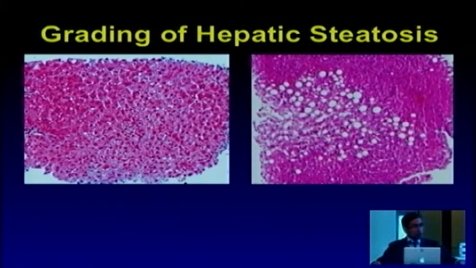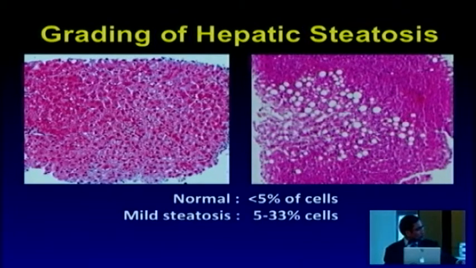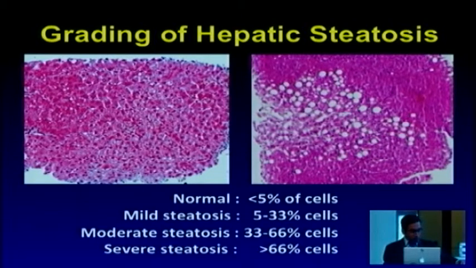So histologically speaking, the grading of the hepatic steatosis is: less than 5% of the hepatocytes having fatty vacuoles is considered normal, and it is graded into three types: mild steatosis, moderate steatosis, and severe steatosis. So you can say that if roughly 1/3 of the cells having fatty vacuoles is mild, 1/3 to 2/3 is moderate, and more than 2/3 of the cells having fatty vacuoles will be a severe steatosis.